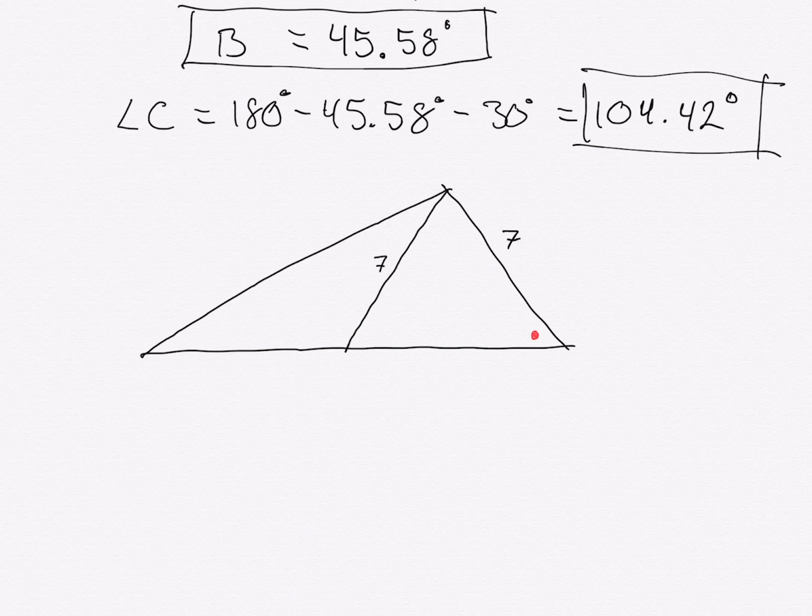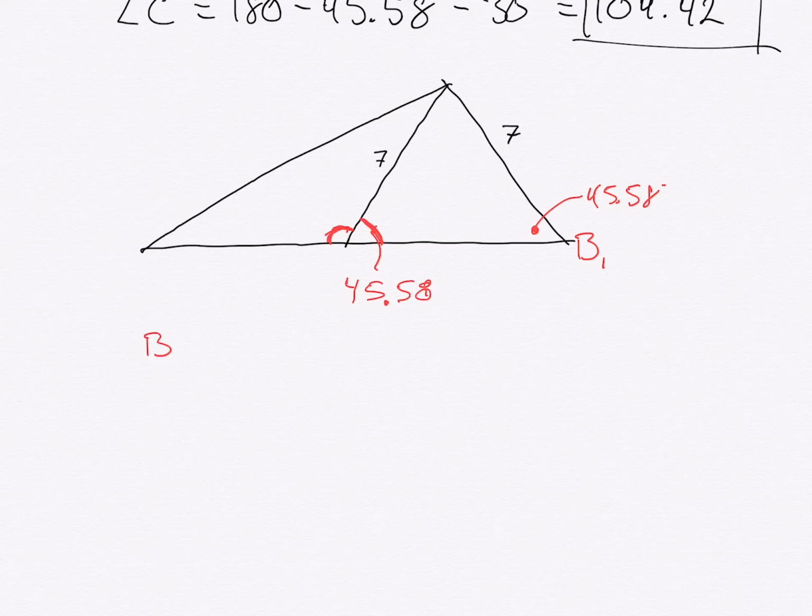Since this angle in here was our original angle B, which I'm going to call B1 at the moment, that was 45.58 degrees. That means that this angle, my eraser likes to turn on all by itself, so I keep erasing side lengths unintentionally. This angle measure is also 45.58 degrees. Since this angle, because of our isosceles triangle, is also 45.58 degrees, it means that this angle is 180 minus 45.58 degrees.